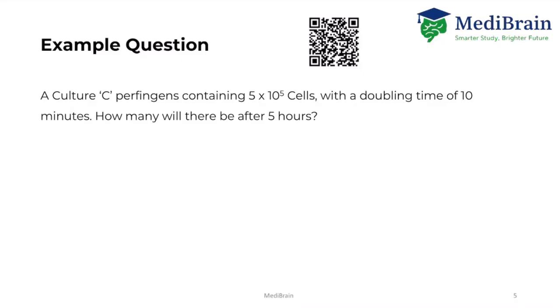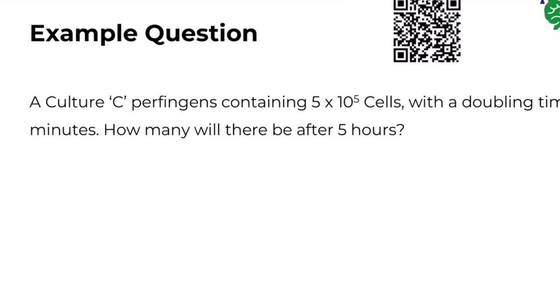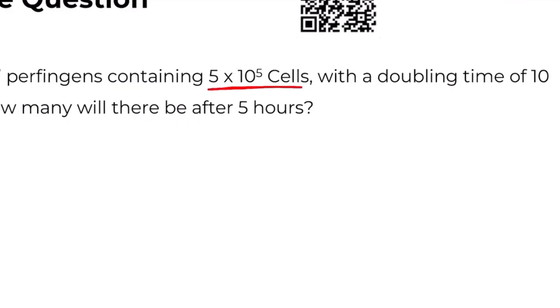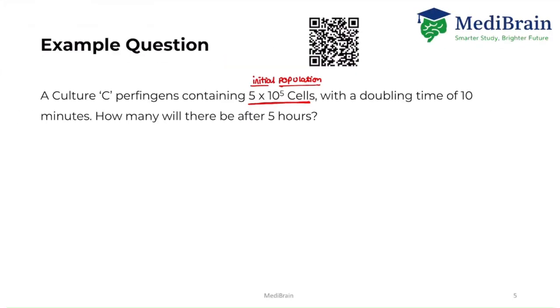So if you have a look at this question, we know that a culture seed contains 5 times 10 to the power of 5 cells. So this is the initial population. We know that the doubling time of this population is 10 minutes, and we need to work out how many there will be after 5 hours.